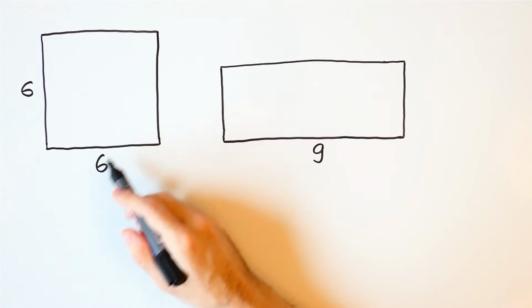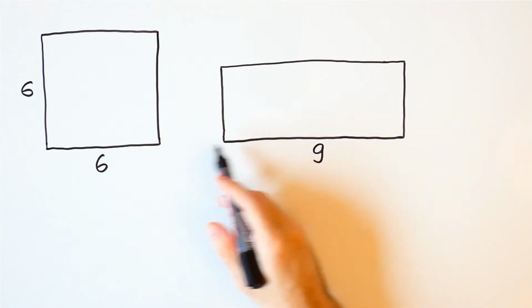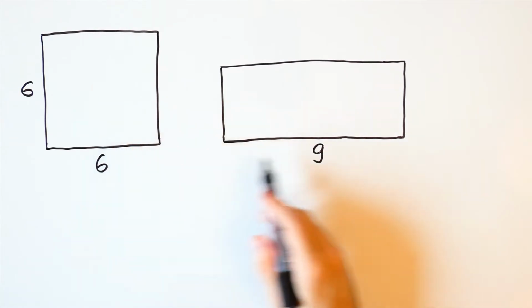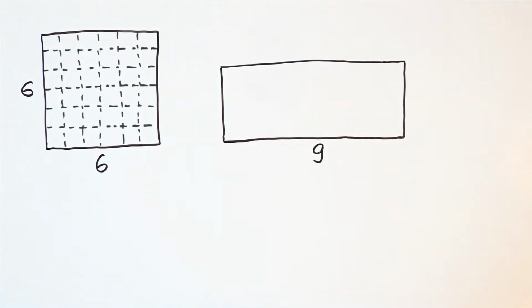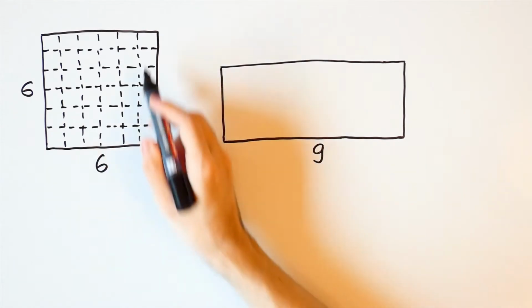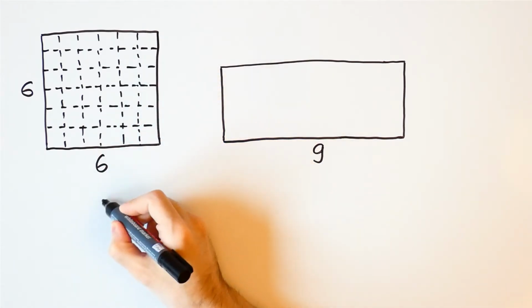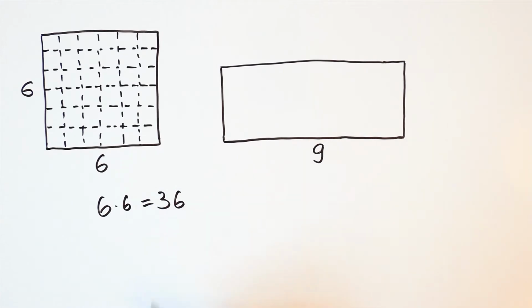This is a square whose sides are equal to 6. Suppose we want to find a rectangle that has the same area as this square, so that one of its sides is equal to 9. We can divide the square into smaller squares whose sides are 1, and then we have 6 times 6 smaller squares, so we have 36 smaller squares.